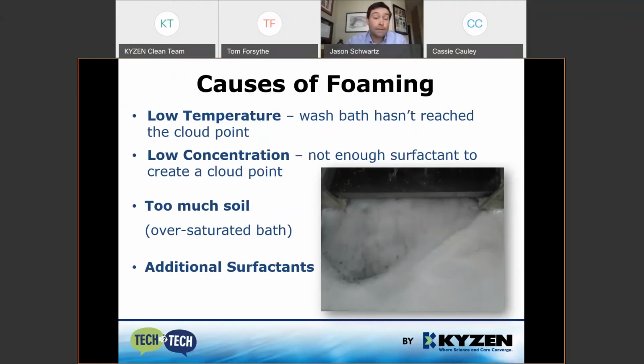Lastly, additional surfactants. You may be thinking, well, how can I add additional surfactants into my wash bath? Well, the easiest thing is the new generation oils and coolants contain detergents and surfactants to increase their efficiency in the machining process. Oftentimes, you don't account for these surfactants in your wash bath, and that can cause another source of foam.